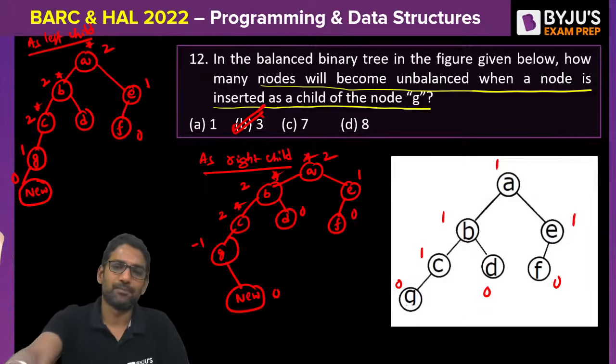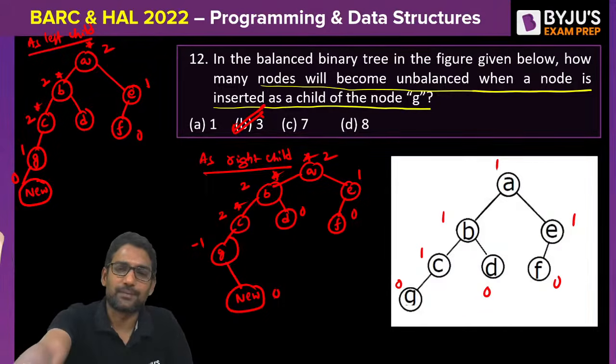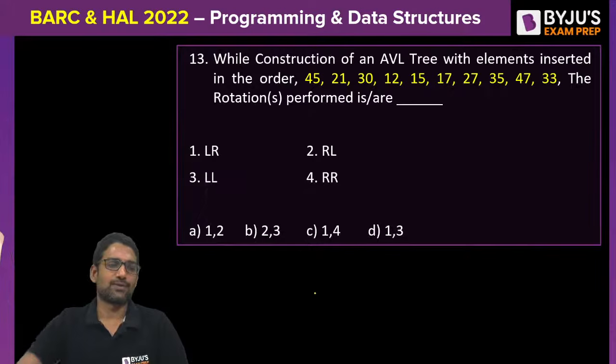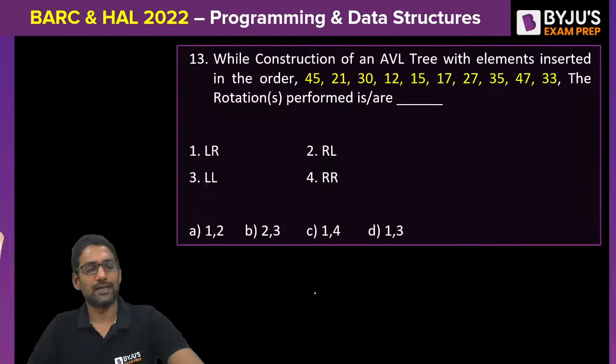Okay. Next question. While construction of an AVL tree with elements inserted in the order, the rotations performed is R. So it is a little big question. So try to solve it as early as possible and give your answer, everybody.